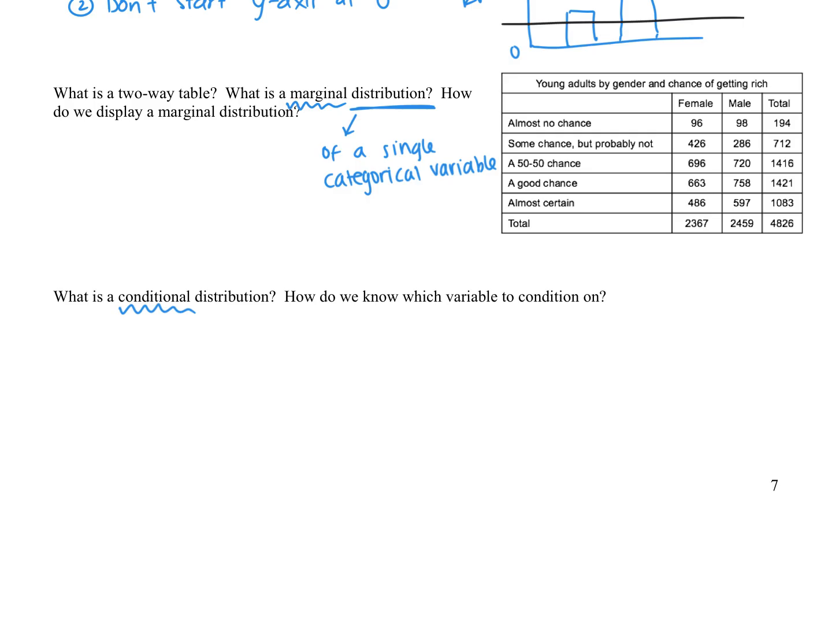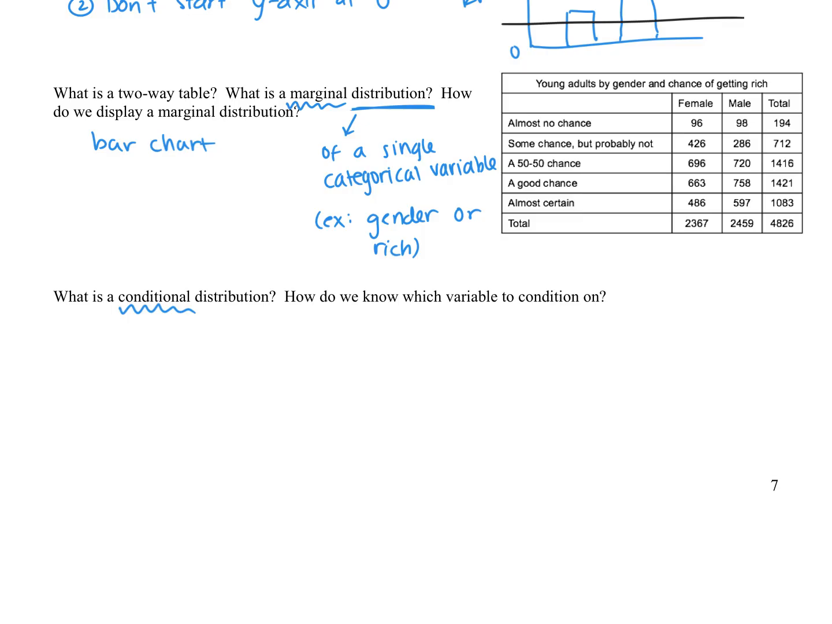So if I were looking at chance of getting rich, I don't care about how many males or females said that. All I care about are these total numbers. So I would look at how many people said almost no chance, how many people said some chance, so on and so forth. Or I could look at gender, not caring about the responses that they gave. That is a marginal distribution. How do we display a marginal distribution? Well, it's a categorical variable, so we would do a bar chart. So again, for my examples, I could do gender, or I could do the chance of getting rich.